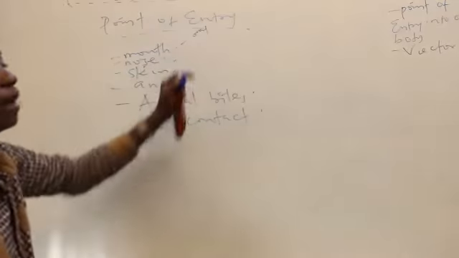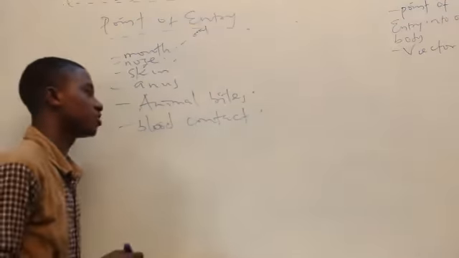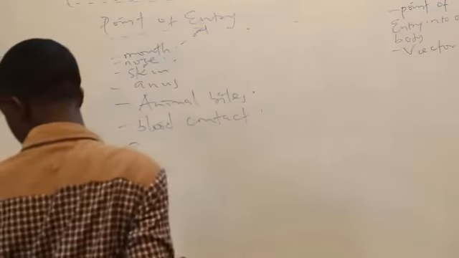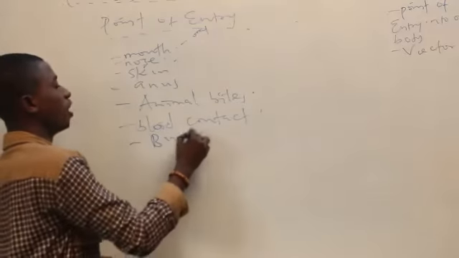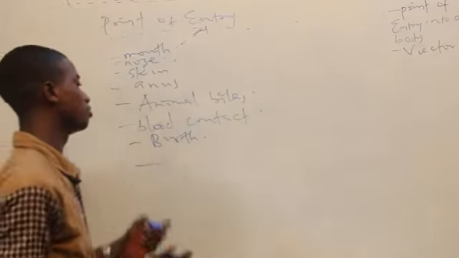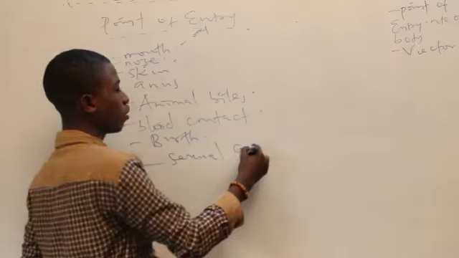Again, it could enter through the mouth, the nose, the skin, the anus, animal bites, and blood contact. And it could enter as well through birth. That's when they make use of unsterilized equipment. And lastly, it could enter through sexual contact.